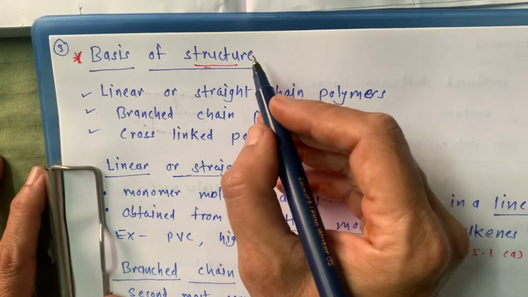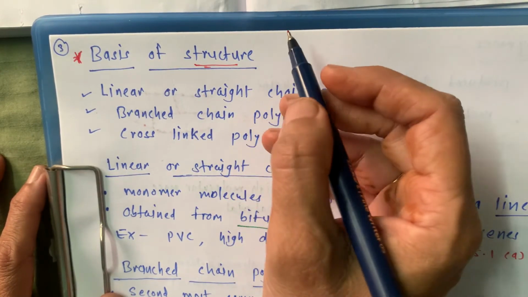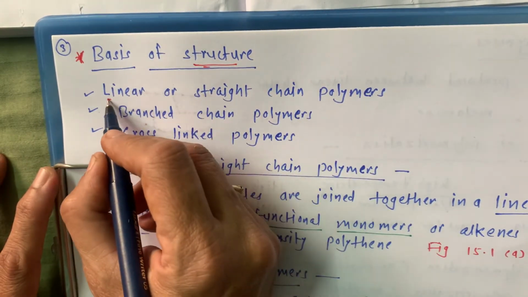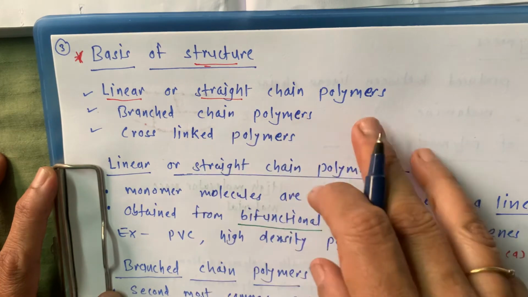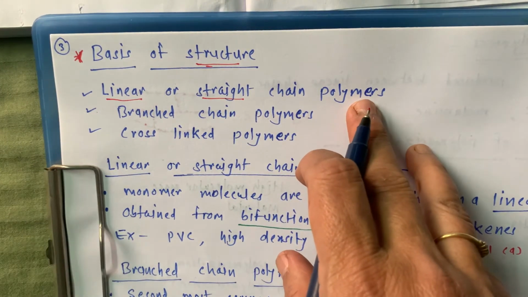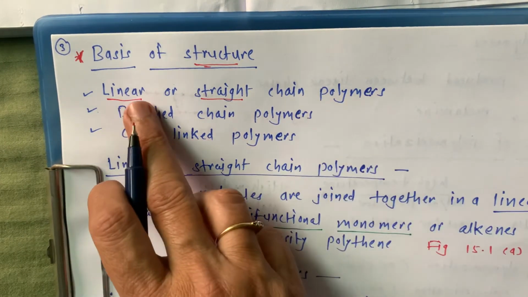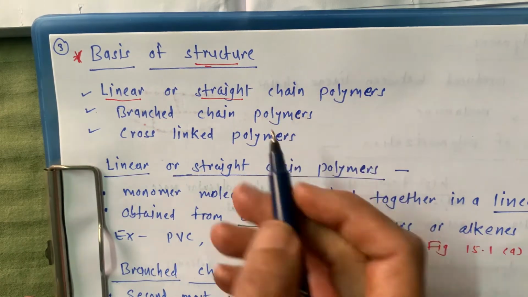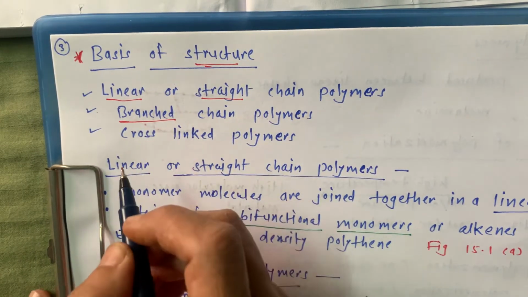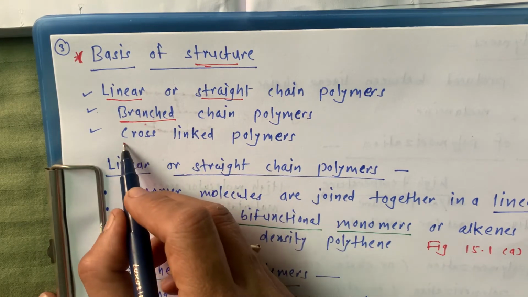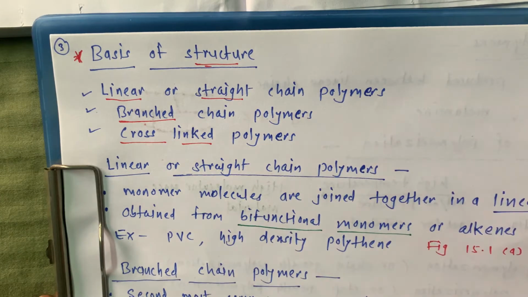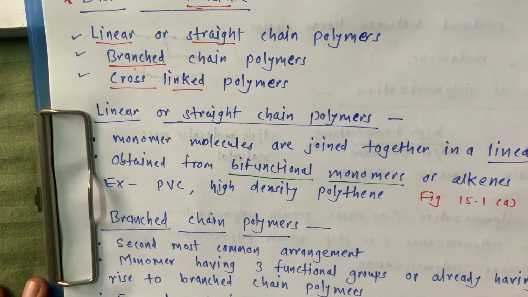We know very well that in inorganic chemistry structure is very important, and just like that, here we have linear or straight chain polymers. We know linear, straight chain hydrocarbons; just like that, straight or linear chain polymers. Then branched chain polymers, and cross-linked polymers. We will see them one by one.